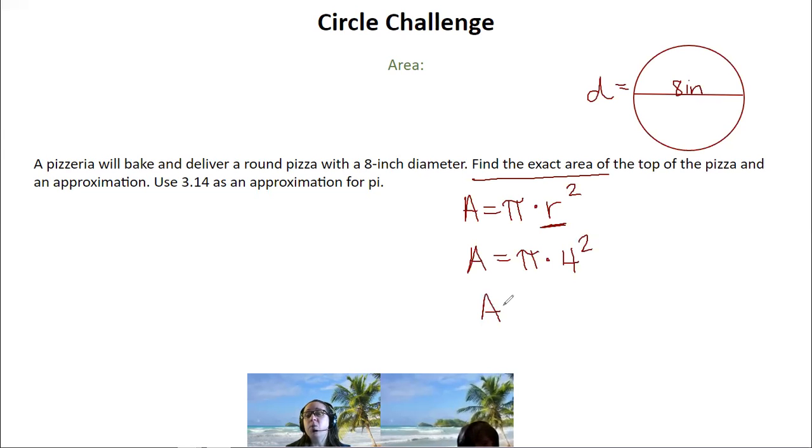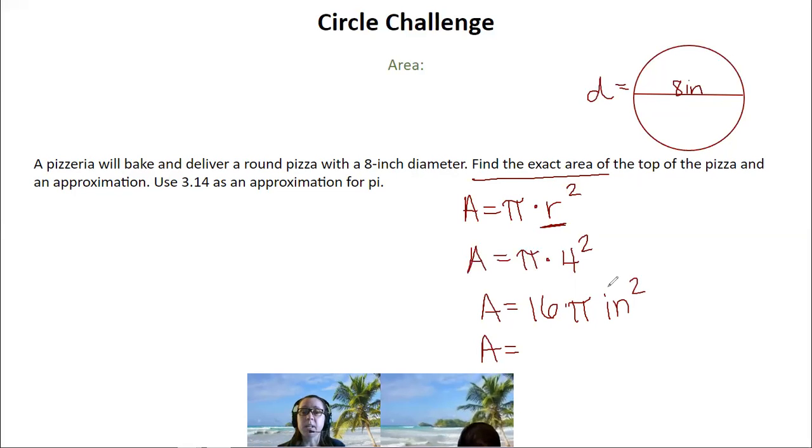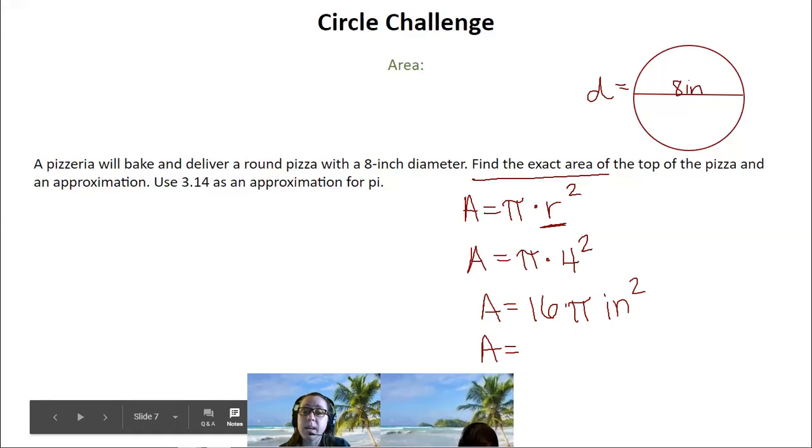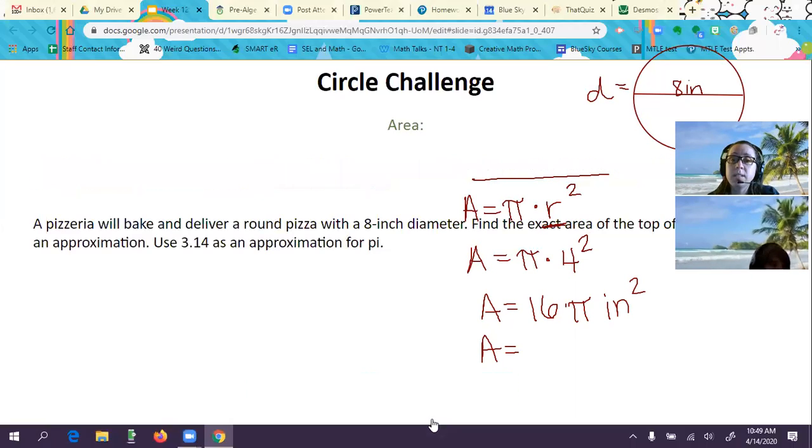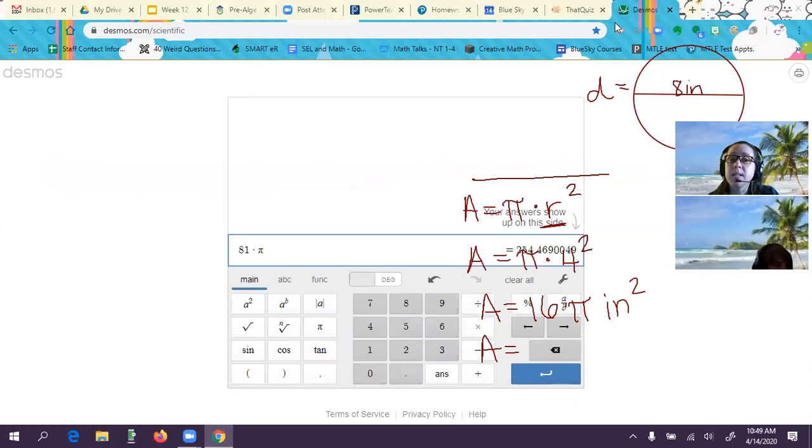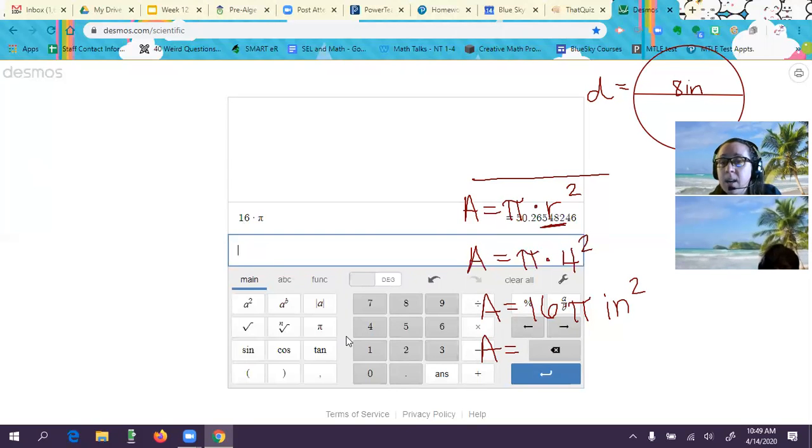And then what is 4 squared? 4 times 4? 16. Very good. So my exact answer would be 16 pi inches squared. If I want the rounded one, I'm going to go to Desmos. I'm saying that all day. It's just so fun to say. Desmos for the win. This is not an ad. Okay, so I'm going to replace that 81 with 16, and we get an area of 50 point. What would that be if I rounded that to 2 decimal places?